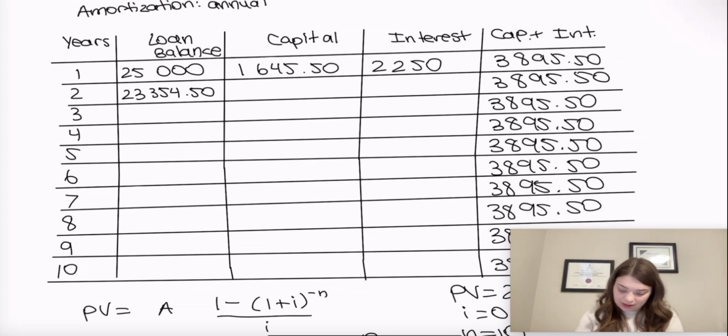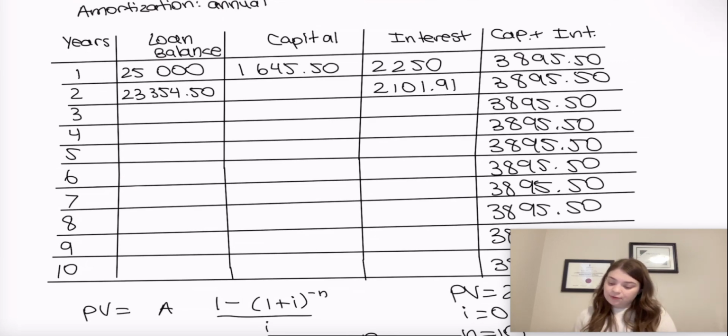Okay, so now in the next payment, we're going to owe less interest, because now we're going to take that number, $23,354.50, and multiply it by 9%. So let's multiply that by 9% to see how much interest we must pay on that one. Okay, so we still must pay $2,101.91 of interest for this one.